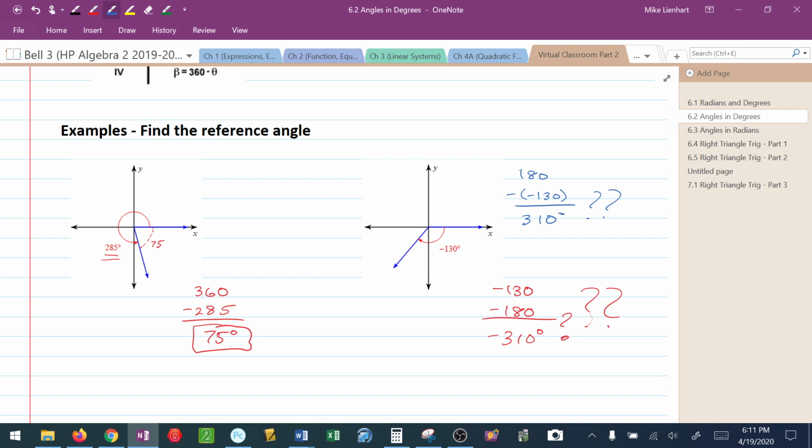So here's where you got to think outside the box a little bit. I know to get all the way up here from the initial side to the negative x-axis would be negative 180 degrees. All right? If that's negative 180 degrees, I know that this angle right here falls 50 degrees short of getting to the negative x-axis. There it is. That is my reference angle now. All right? It's an angle whose measure is between 0 and 90 degrees.